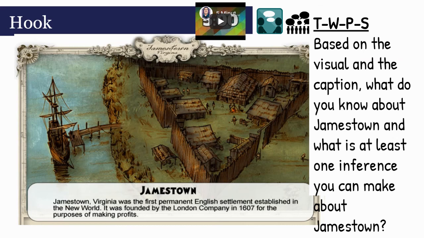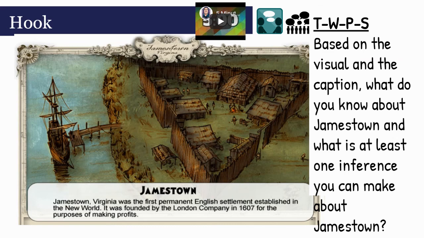We know that Jamestown, Virginia was the first permanent English settlement established in the New World. When I hear the words first permanent, it tells me that there may have been other colonies or settlements before that simply did not last. Permanent means it lasted forever, right? So first permanent implies that I can make an inference that this was not the first English settlement, but the first permanent or lasting English settlement in North America, established in the New World.